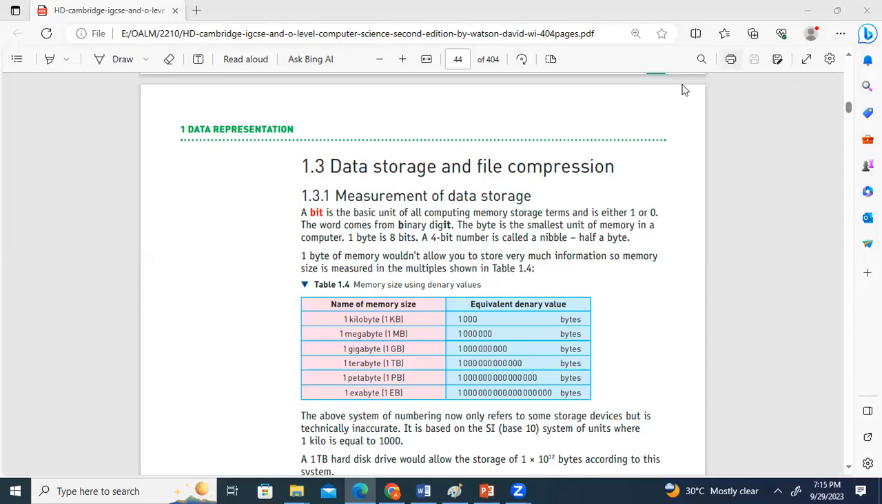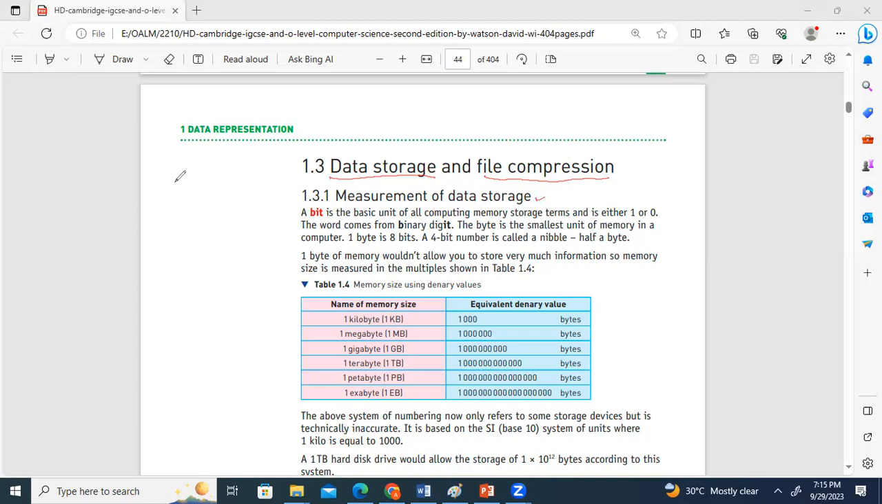Today I am going to discuss data storage and file compression. Mostly we'll discuss how data is stored in a computer. Basically, today's topic is data storage, and later on we'll discuss file compression. These are two topics. So first is data storage.